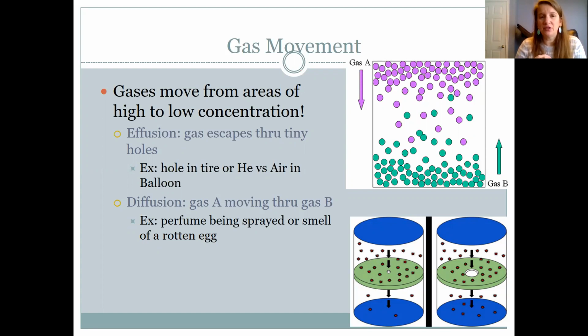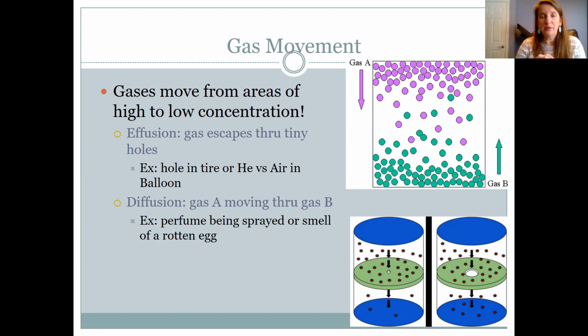Okay, diffusion is where one gas moves through another gas. So let's say you're spraying perfume and you know that perfume smells. Well, that's the gas particles that are moving through the air. So that's going from the area of high concentration around where you sprayed the perfume to an area of lower concentration where there's no perfume initially, okay?